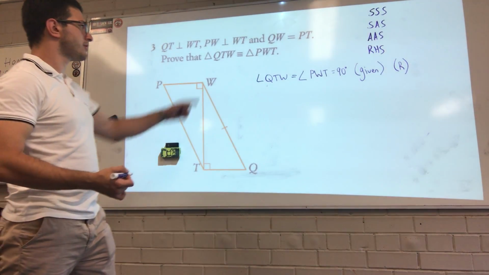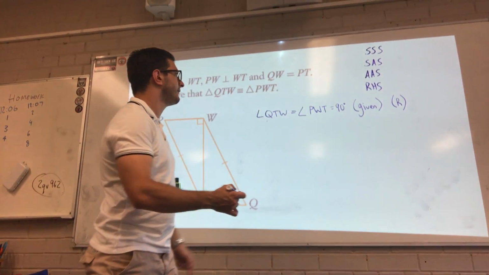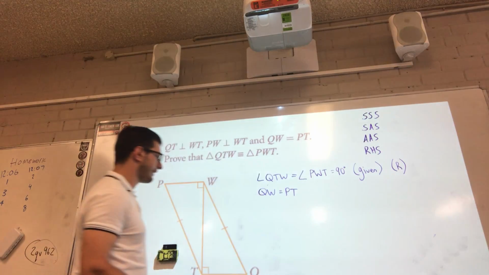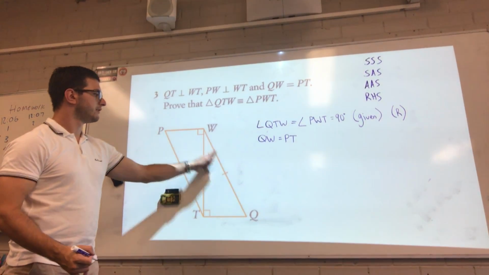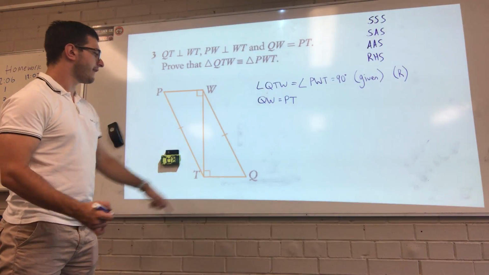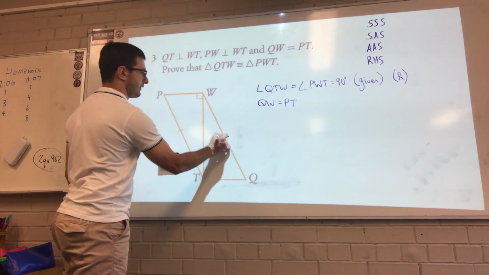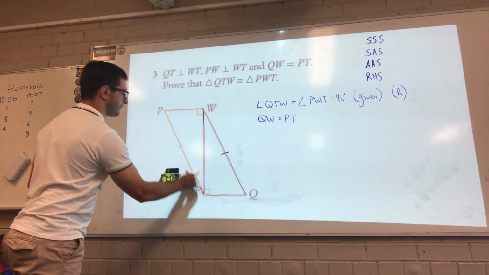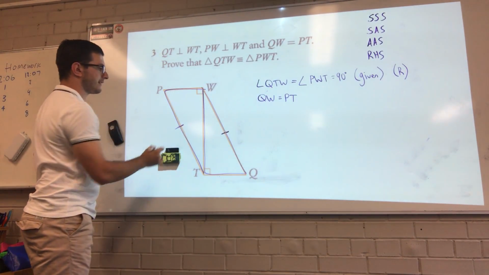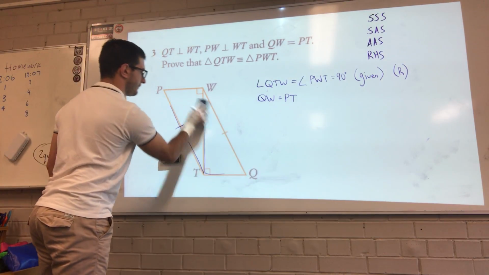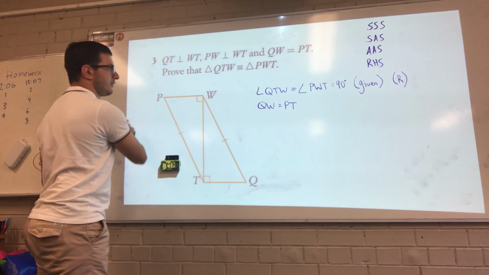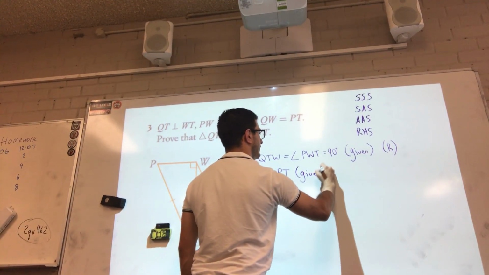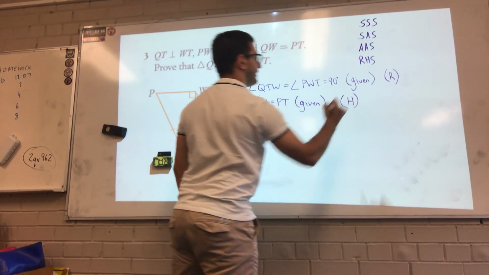Then we're going to look through our question and use the QW and the PT. QW is equal to PT. Now looking at these two triangles, those sides which are equal, they're the hypotenuse of each triangle. There's one right angle triangle, and that's the hypotenuse. And here's the other, and that's the hypotenuse. So, when we say QW is equal to PT, because that's given, the reason in brackets is the H.